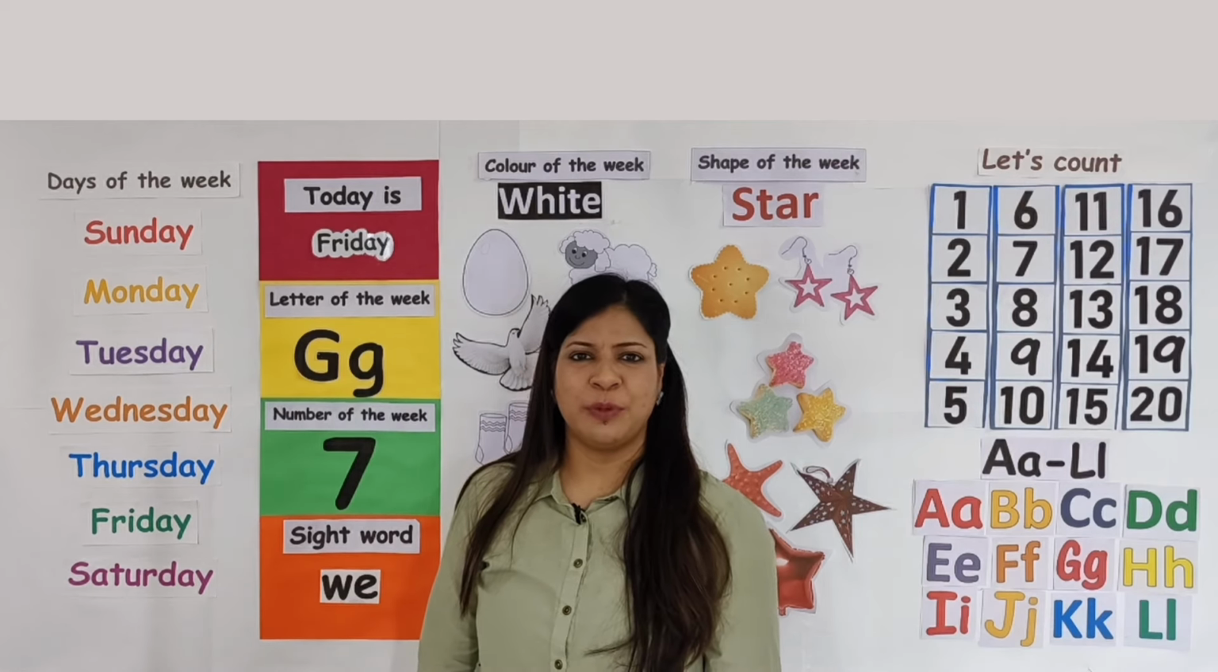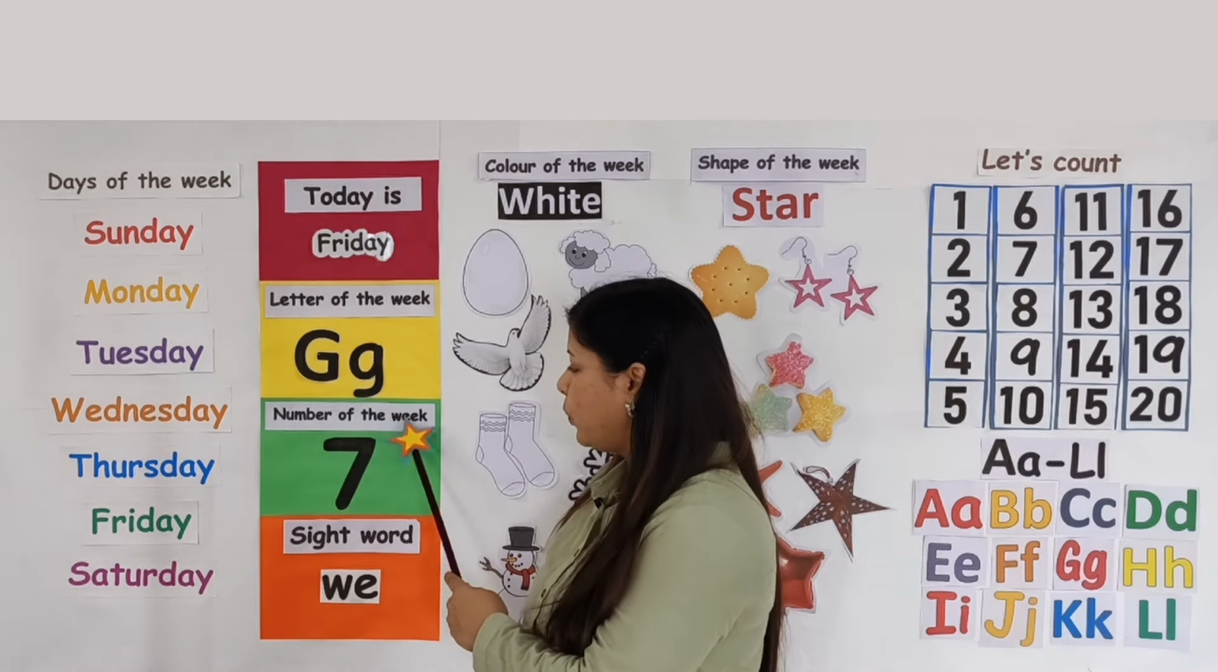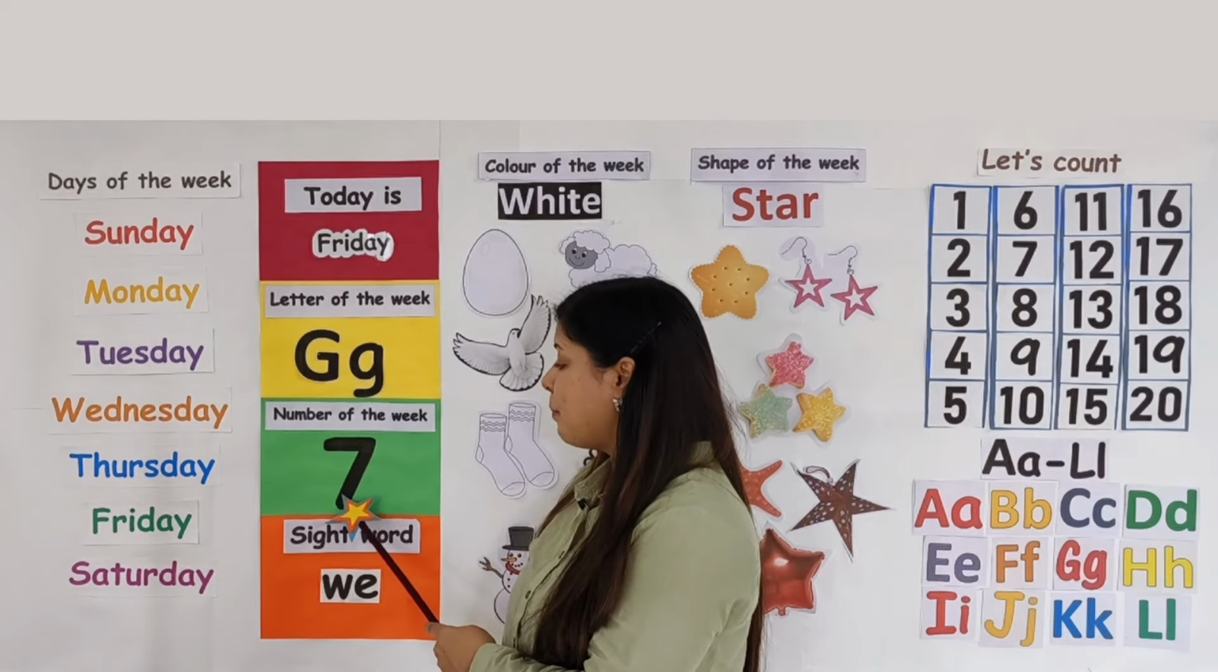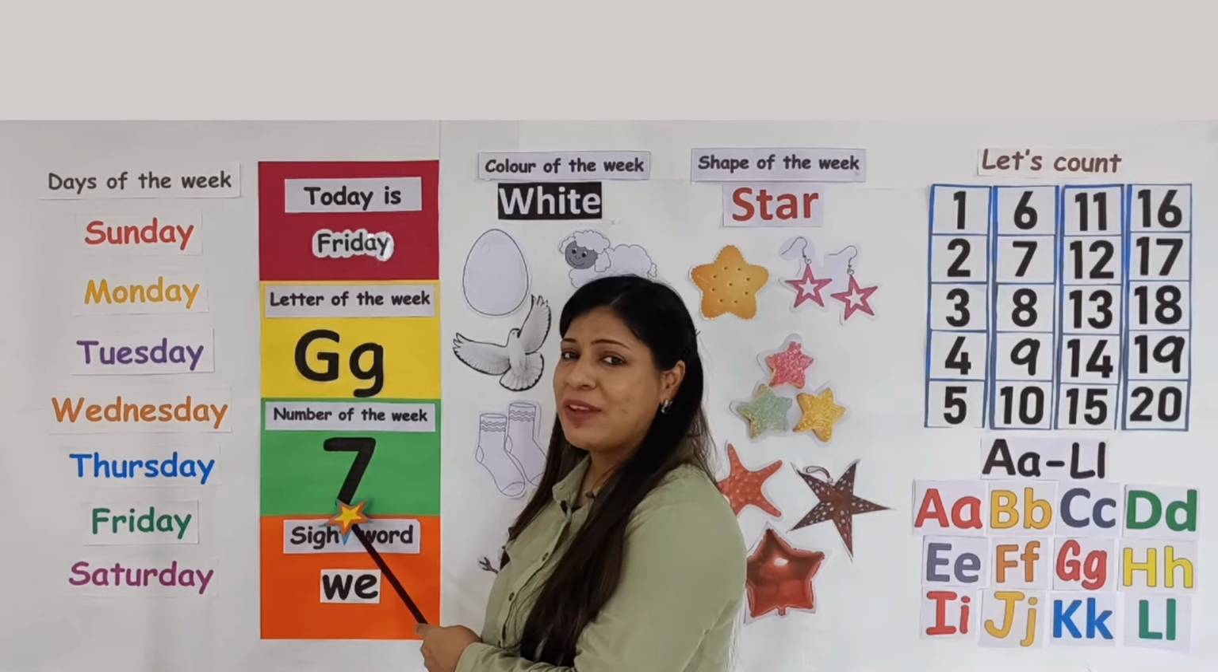Now let's see the number of the week. Number of the week is number 7. Our rainbow has 7 colors.